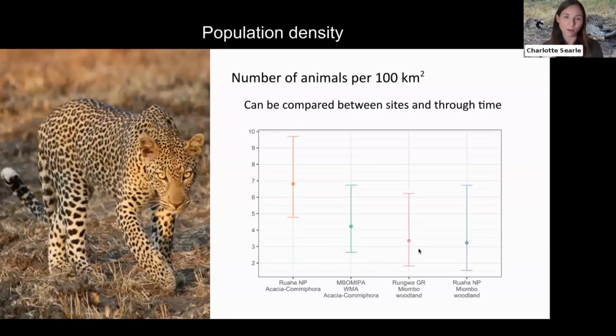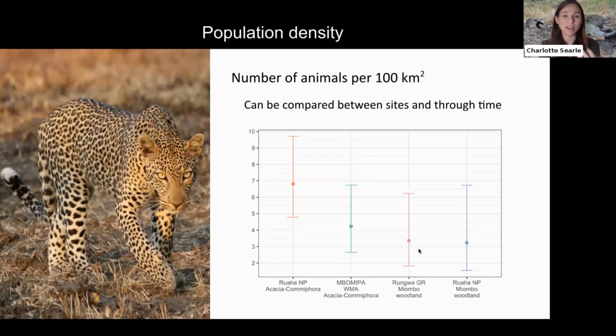And population density is a really useful measure because it lets us directly compare population status between different places, or in the same place over time. Because we're always using these same units, this 100 square kilometers for carnivores typically, the size of the areas we're talking about doesn't matter. So you can compare status in a national park that's twice the size of your game reserve in the other place. You don't have to constantly have in the back of your mind how big an area we're talking about.